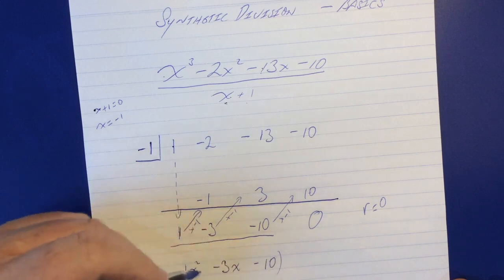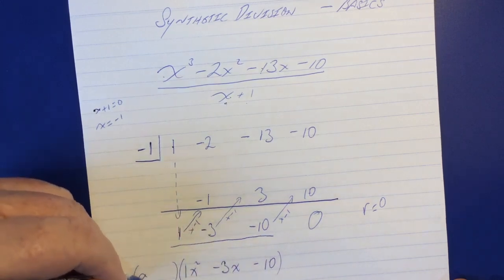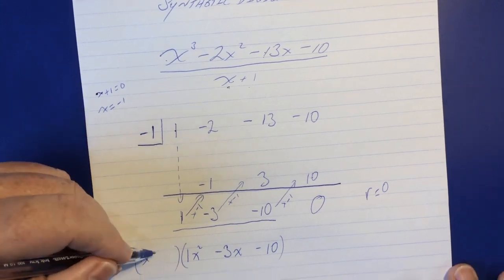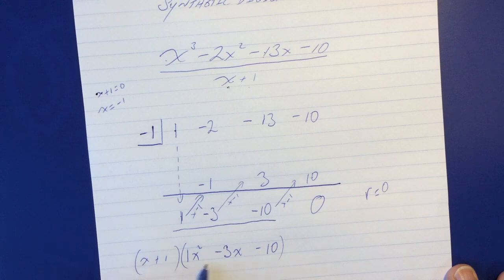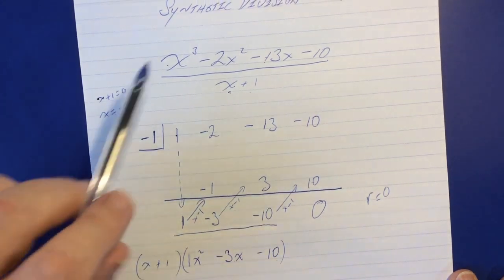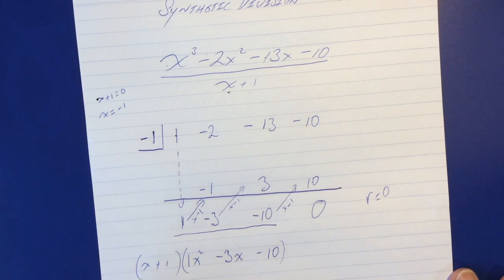So if we were to multiply through this into this, we would get this, and that would be proof that this is indeed our answer.